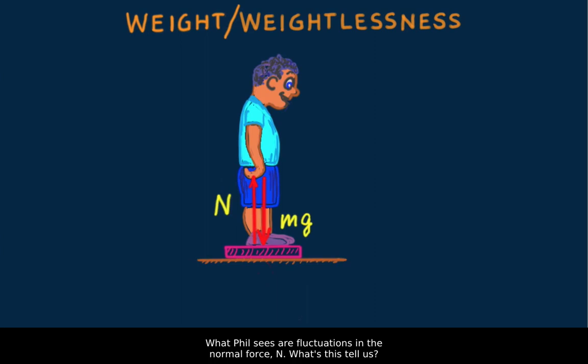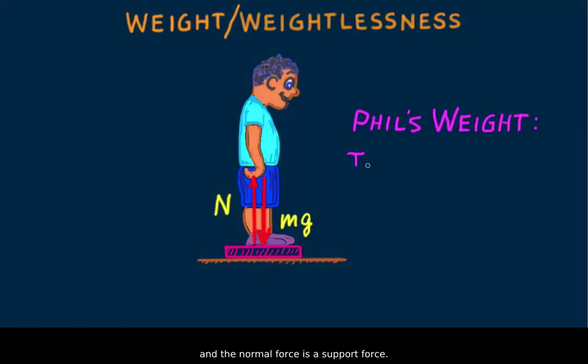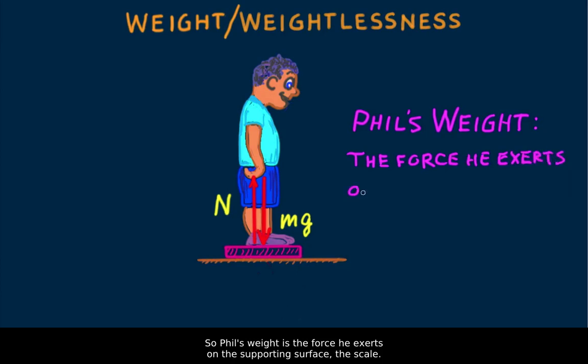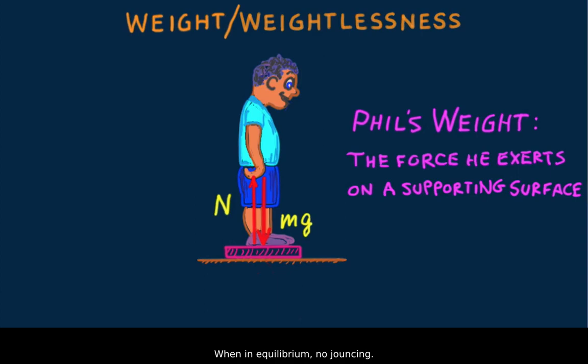What's this tell us? It tells us that when weighing ourselves, the reading is the normal force acting on us. And the normal force is a support force. So Phil's weight is the force he exerts on the supporting surface, the scale. When in equilibrium, no jouncing, the support force N is equal in magnitude to mg.